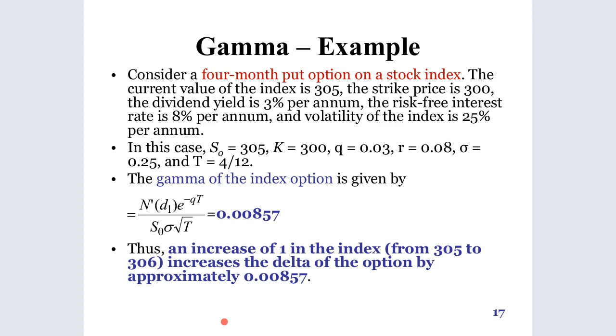What is the gamma of this option? N prime of d1 times e to the power minus qT divided by S0 and so on. Plug in all these numbers and you get a gamma of 0.00857. What does it mean? It means that if the index increases by 1 unit, from 305 to 306, the delta of the option will change by 0.00857. So the delta of the option changes by a very marginal amount of 0.00857.